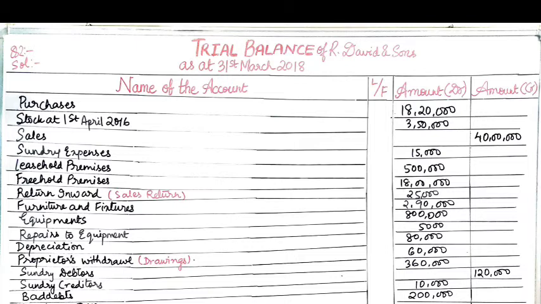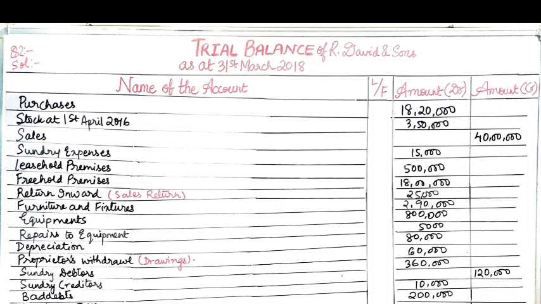Opening stock debit 18,20,000. Purchases debit 18,20,000. Opening stock 3,50,000 debit. Sales 40 lakh credit. Sundry expense debit 15,000. Leasehold premises 5 lakh debit. Freehold premises 18 lakh debit balance. Return inward, that is sales return, 25,000 debit. Furniture and fixtures debit balance 2,90,000. Equipment debit 8 lakh. Repairs is an expense, so debit 5,000.